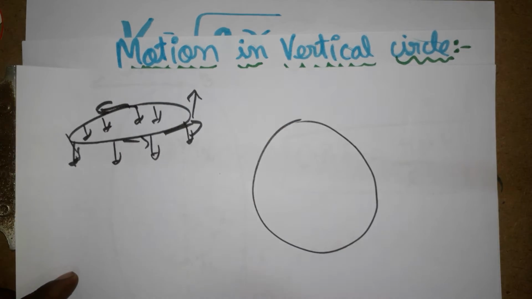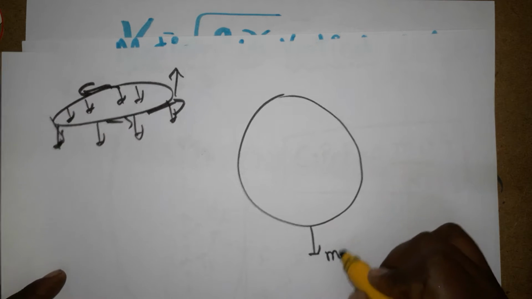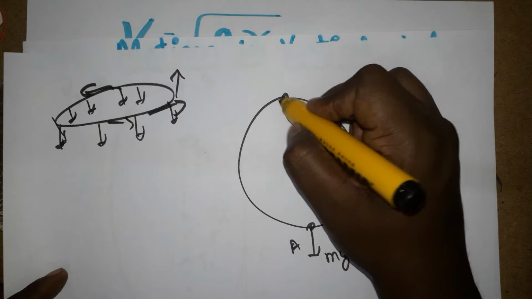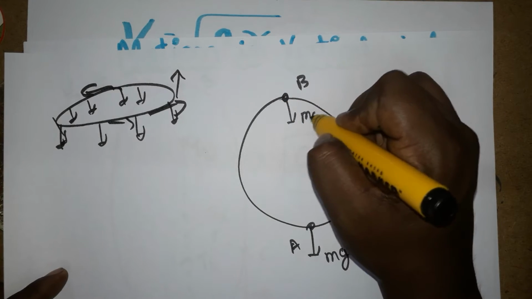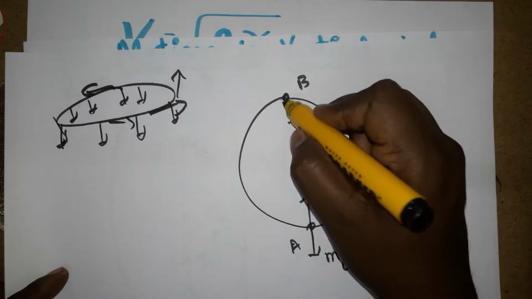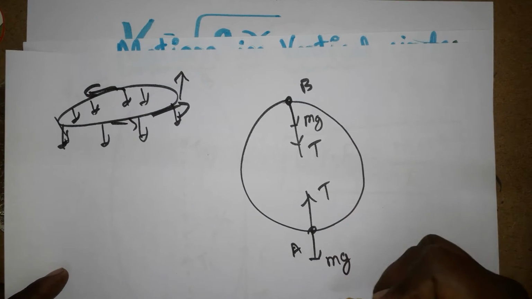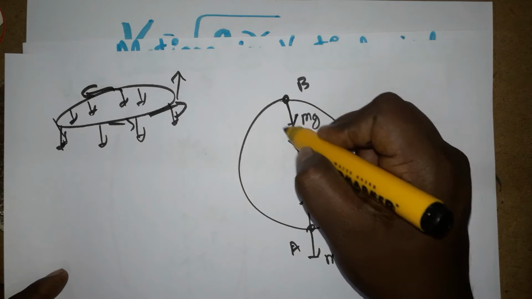When it is a vertical circle, here mg, the weight, will be downwards. Weight is always downward. If you take the point A, mg will be downwards. At the point B, mg will be downwards. We already know that tension always acts towards the center. So here tension will be towards the center and weight will be away from it. Here tension will be towards the center and weight will also be towards it.